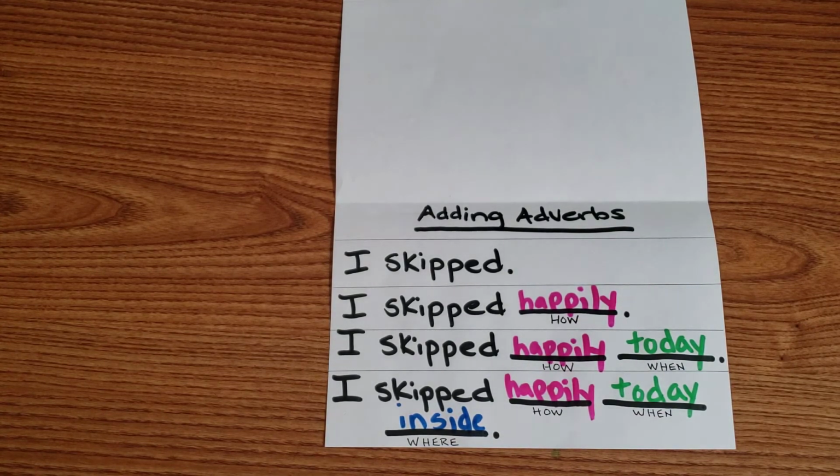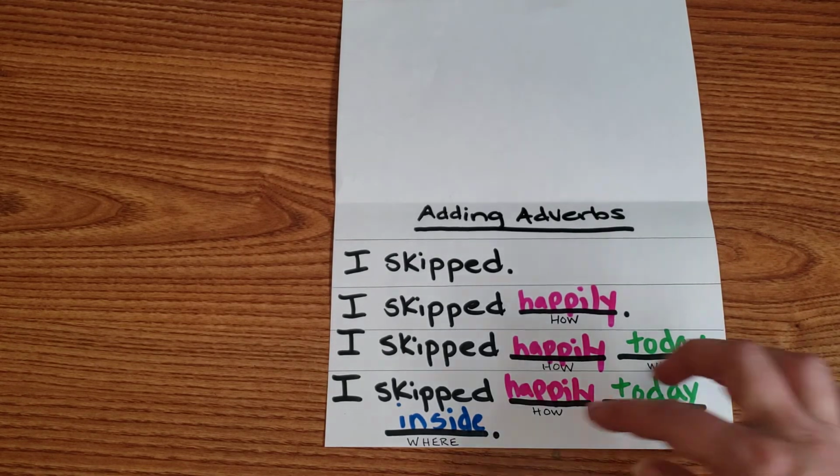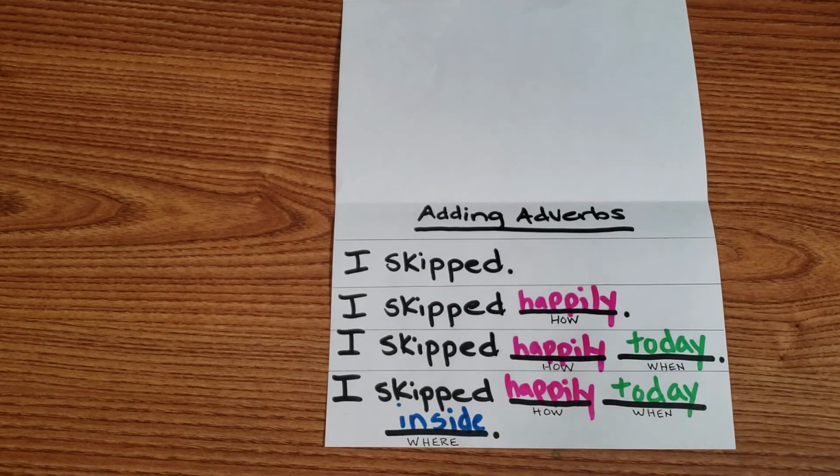And I will share some more examples of adverbs, but they really are cool words because they do help us add so much more to our sentences and make us better writers and speakers, and really help us paint a picture of what's happening. I skipped is kind of boring. Right? You can picture I skipped, but everybody's going to picture something different. When I'm telling you I skipped happily and today and inside, now I'm giving you more of a picture, right? And telling you even more about what I'm trying to say.